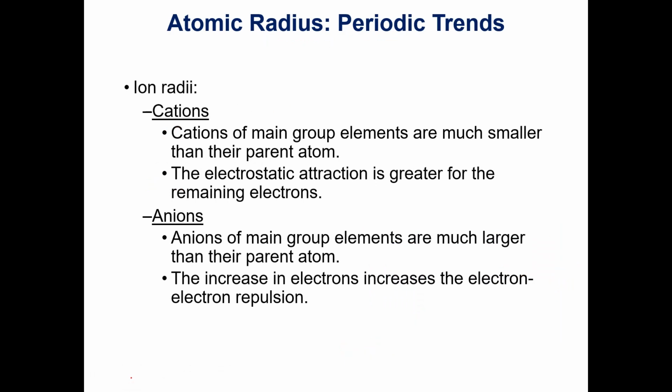Now, when we have ions, that's going to affect our atomic radius. Cations, remember, are our positive particles. Those are the ones that have lost their electrons. If we lose electrons, the nucleus is going to have a greater attraction for those remaining electrons. So cations of main group elements are actually much smaller than their parent atoms. Anions are negative particles. They've gained electrons, so they are much larger than their parent atoms.